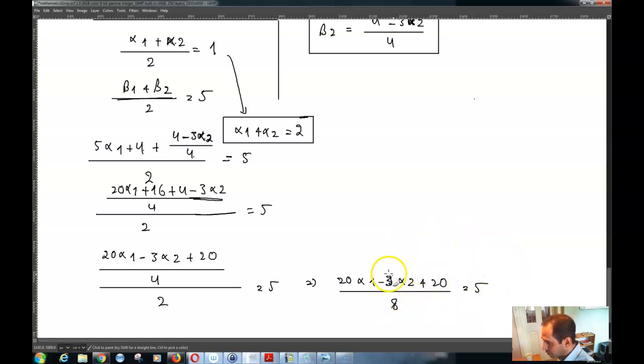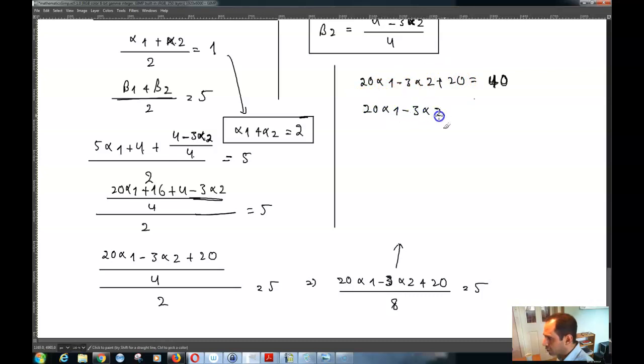And then you can cross multiply here. I write it up here. And then you can write 20 times alpha 1 minus 3 times alpha 2 plus 20 is equal to 40. So 20 times alpha 1 minus 3 times alpha 2 is equal to 40 minus 20, which is equal to 20. 20 times alpha 1 minus 3 times alpha 2 is equal to 20.